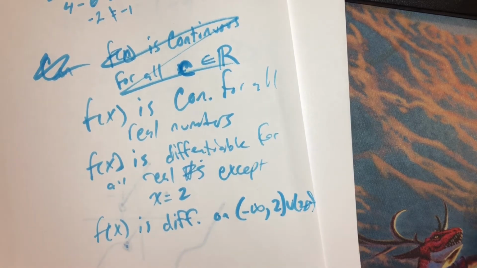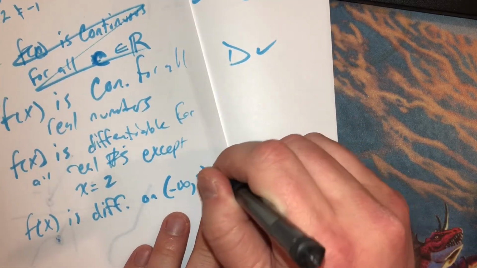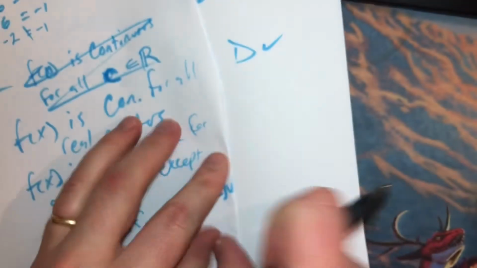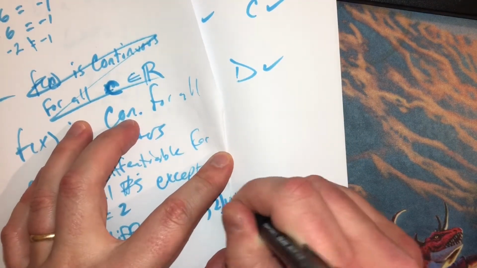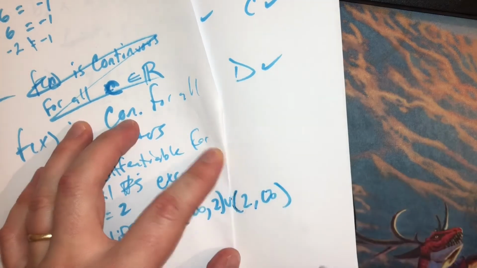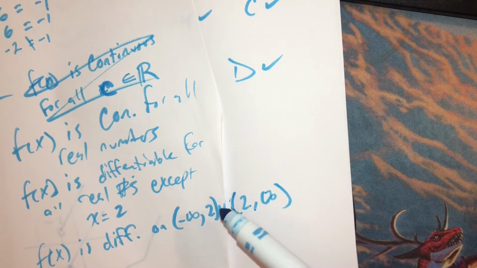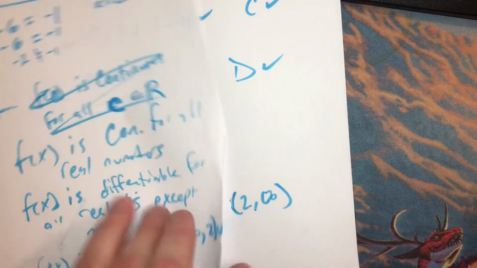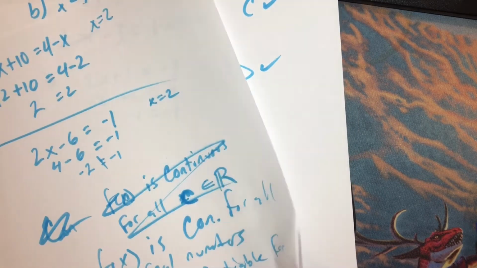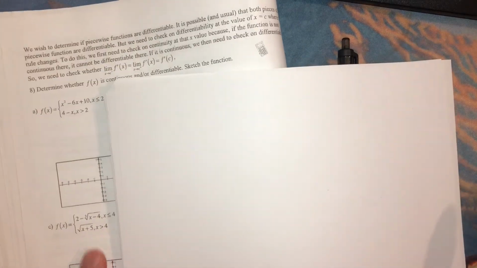I'm trying to rush a little bit, and that's a little bit too much. This is what happens when you rush. You wind up taking longer. So you'd say f of x is differentiable on negative infinity to 2, union 2 to infinity. All right. Let's see what our next one is. Oh, good. Nice, simple problems.